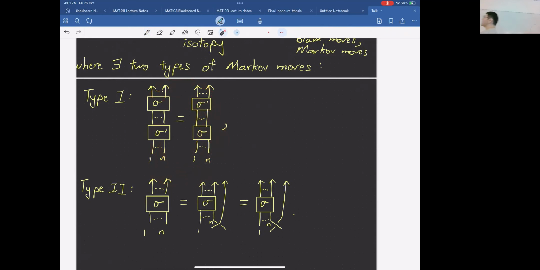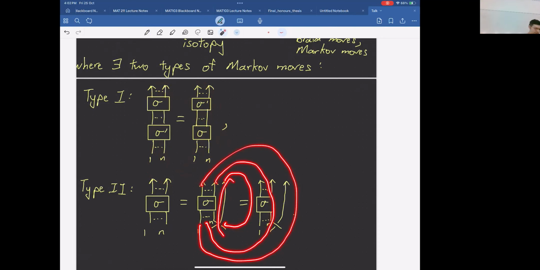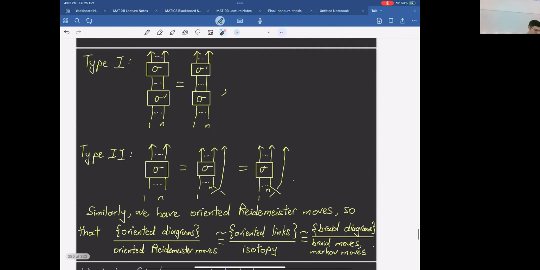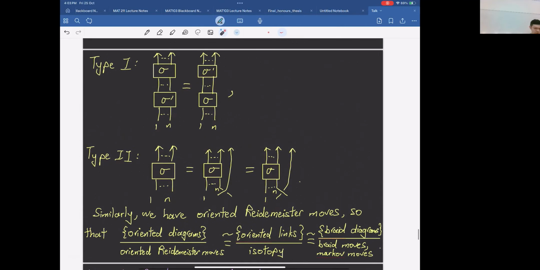The second type is that you can introduce an extra crossing here. Why does it work? Imagine you close it again. Then you can simply untwist the middle circle to make it trivial, so you can recover the original closure. Similarly, we will have an oriented Reidemeister move also. So you can prove these equivalences.